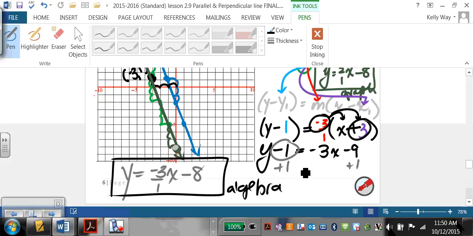Algebra. Okay, now question. Does your algebra match your graph? Ta-da! If one of them's wrong, you either go back, check your algebra, or check your graph. Yes, ma'am. You want those to match. That's why you do both.